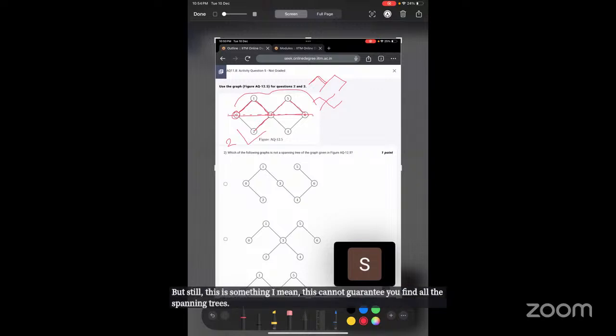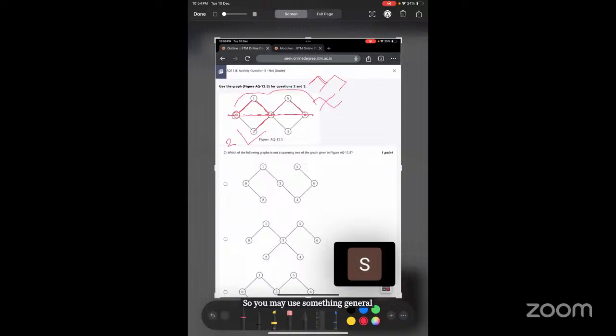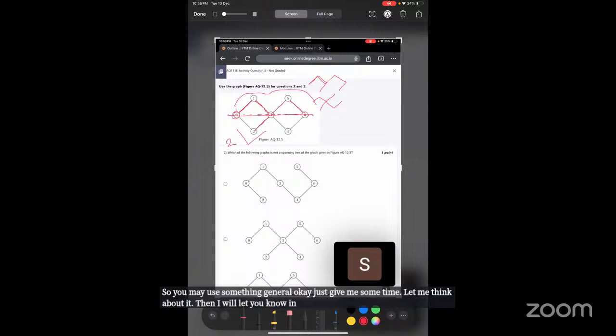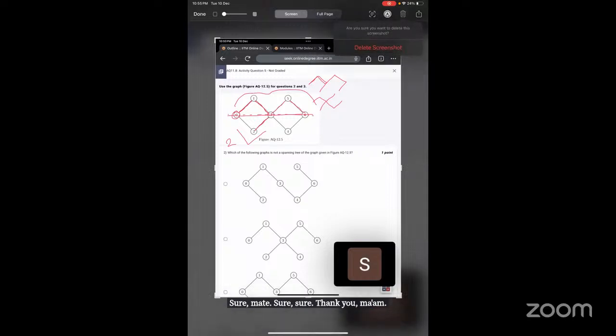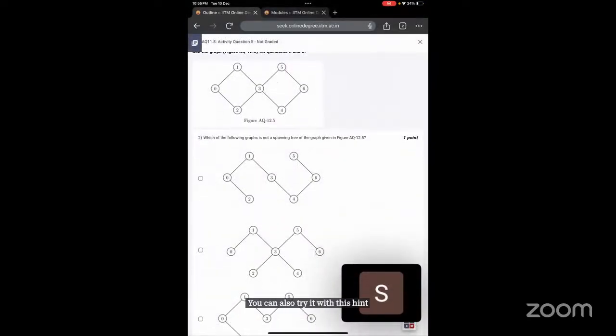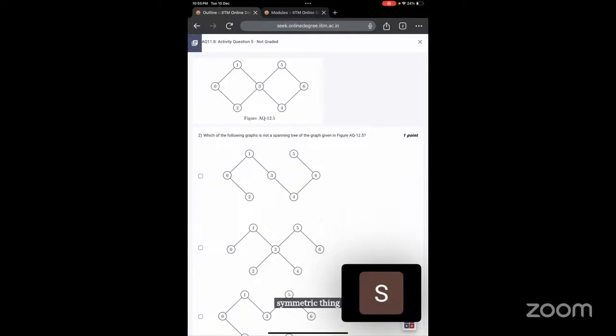So you may use something general. Just give me some time, let me think about it, then I will let you know in the next session about the general solution. Sure, ma'am. Thank you, ma'am. You can also try it with this hint, the symmetric thing. Ma'am, I tried with the y axis as a mirror. Yeah, this is also another possible thing, but is it concluding something? I got only 6, and the answer is 16, so there is 10 more to go.